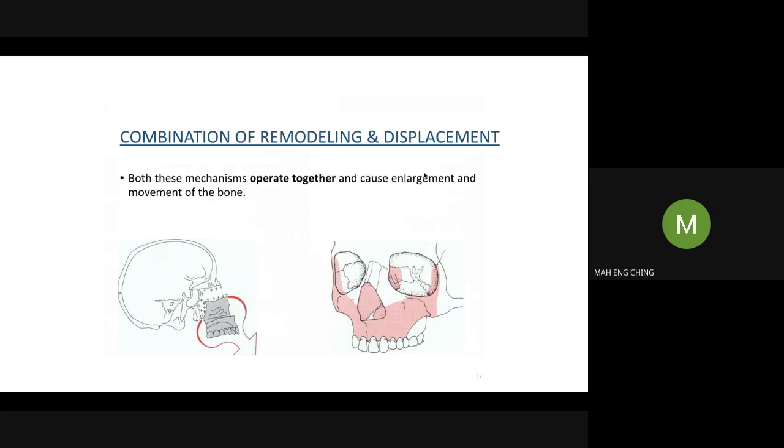Combination of remodeling and displacement: both of these mechanisms operate together. They're not separated from each other. It always happens together, remodeling and displacement happening together. So plus and minus is called remodeling, and displacement is moving forward, downward, upward, and backward. That's called displacement. Both happen together. Both of these mechanisms operate together and cause an enlargement and movement of the bone. So you see this maxilla moving downward and forward, displacement, and also this remodeling, which is deposition and resorption, happening at the same time.